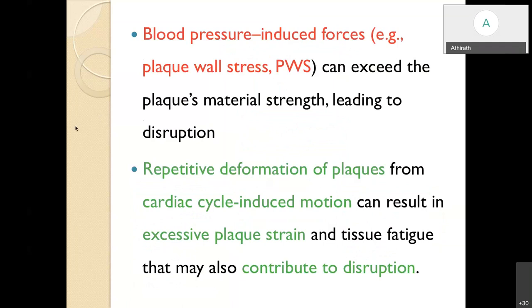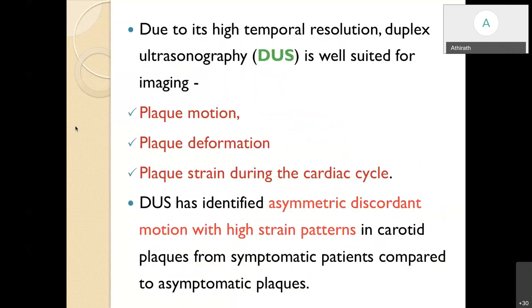Repetitive deformation of plaques from cardiac cycle induced motion can result in excessive plaque strain and tissue fatigue that may also contribute to disruption of the plaque. Due to its high temporal resolution, duplex ultrasonography is well suited for imaging plaque motion, plaque deformation, and plaque strain during the cardiac cycle. Duplex ultrasonography has also identified asymmetric discordant motion with high strain patterns in carotid plaques from symptomatic patients when compared to asymptomatic patients.